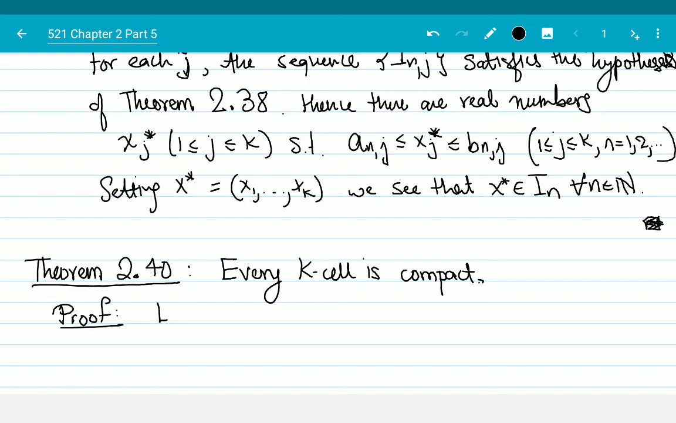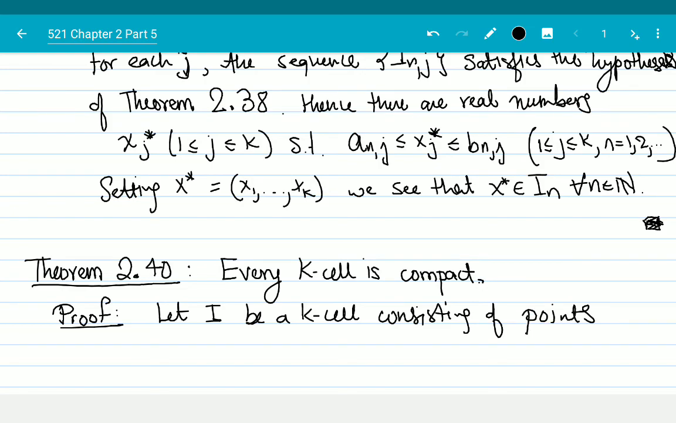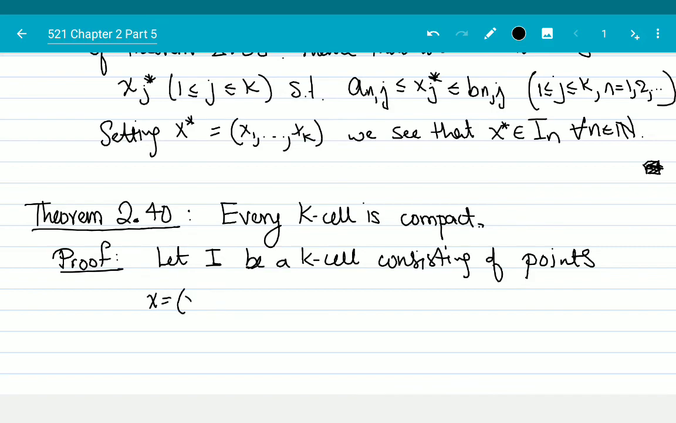Let I be a k-cell consisting of points x = (x1, ..., xk), where ai ≤ xi ≤ bi for every 1 ≤ i ≤ k.